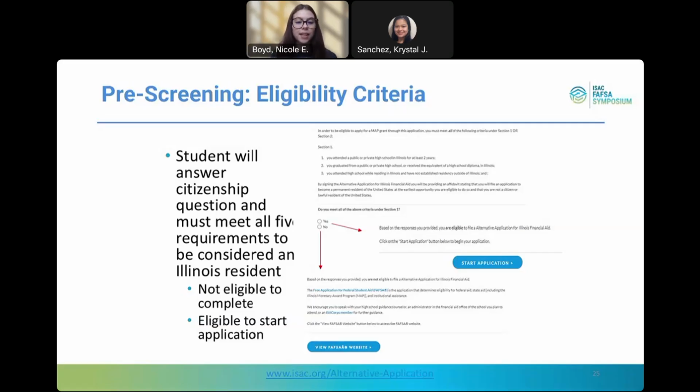Otherwise, if they do indicate that they are not eligible to file an alternative application, it links them to the FAFSA website. If they are not eligible to fill out the alternative application based on, for example, residency, they haven't lived in the state long enough, they still technically can complete a FAFSA. They will not be eligible for federal student aid, but it may be recommended either for graduation purposes, or maybe it's required by the school they're going to have a financial aid application on file, whatever the case may be, so then they can still go and fill out the FAFSA.